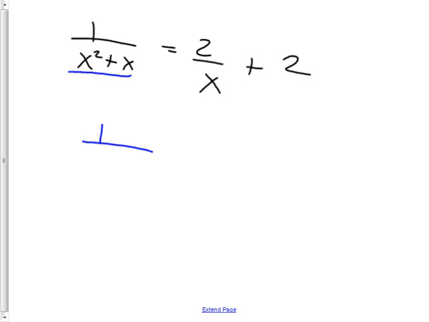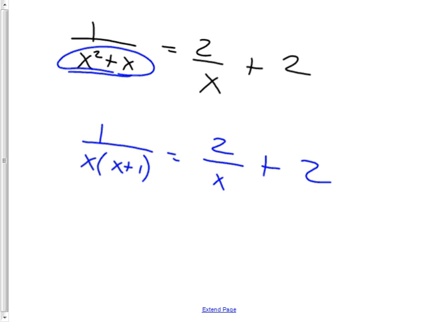You should have said 1 over x times x plus 1 equals 2 over x plus 2. There we go. All I did is simplify this part right here by factoring it. And now that makes it more clear to me anyway, do you get that multiplying everything by x would fix part of my problem, but it wouldn't fix the whole problem? And if I multiply by both x and x plus 1 everywhere, then it'll fix both parts of my problem.